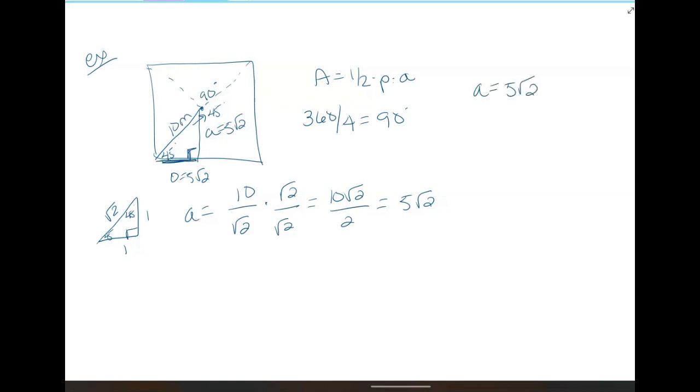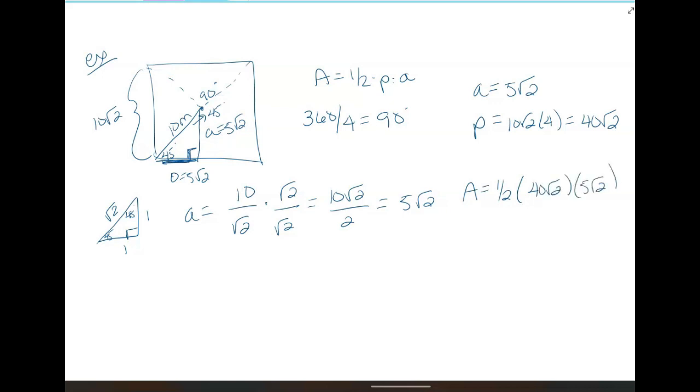And now my half side here is 5 root 2, which means my entire side is going to be 10 root 2. And when I multiply 10 root 2 times 4, I get my perimeter, which is 40 root 2. And now we're able to plug into our formula. Area equals 1/2 perimeter, which is 40 root 2, times the apothem, which is 5 root 2. Again, when we multiply that all together and leave it in radical form, actually everything multiplies out here, we're going to get 200 meters squared.